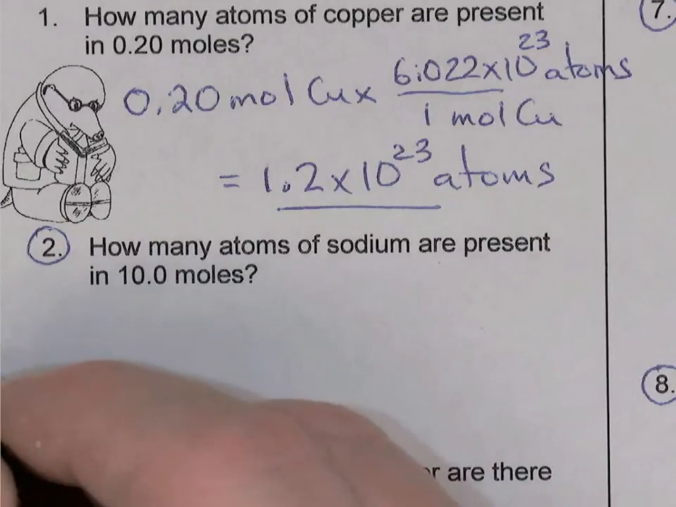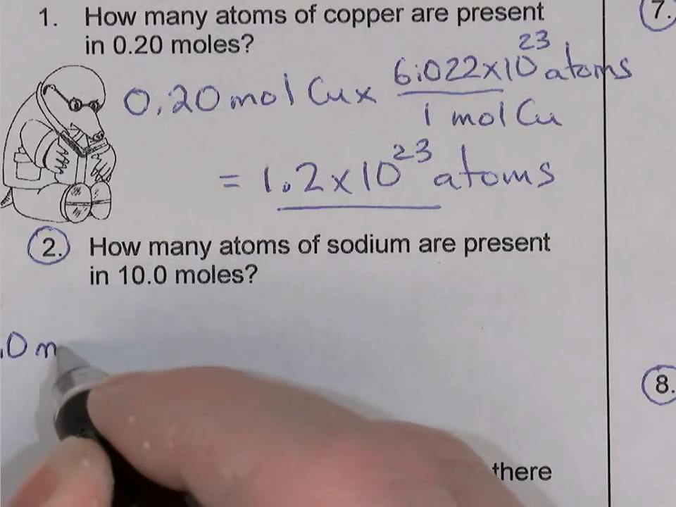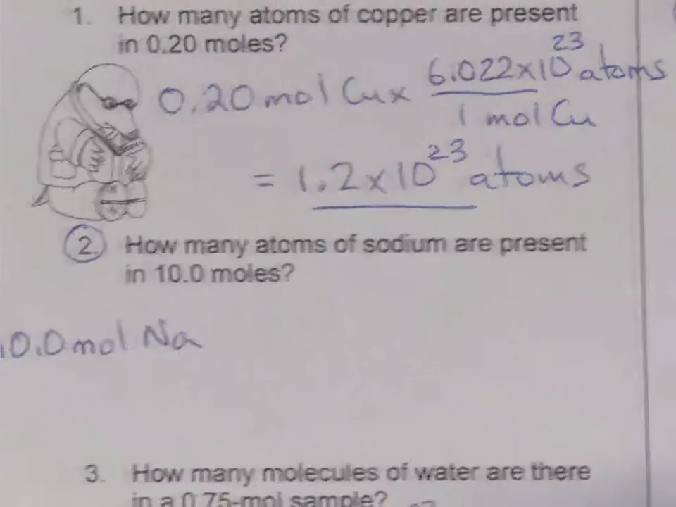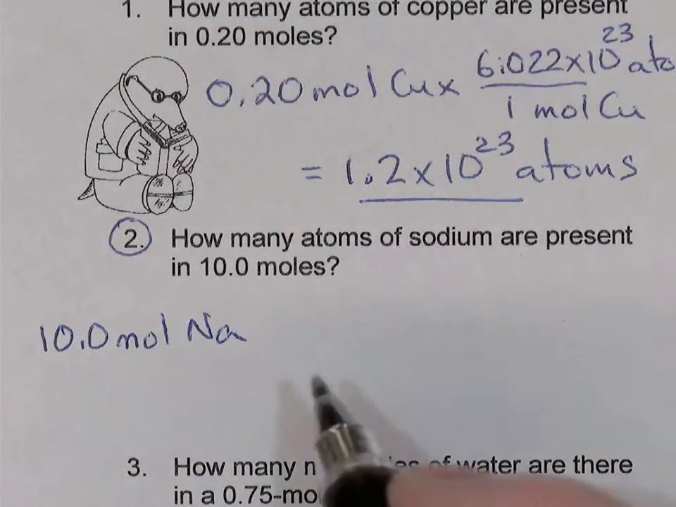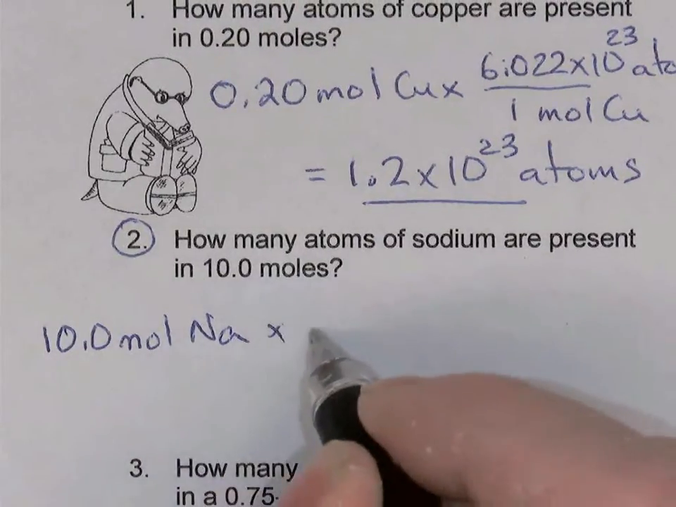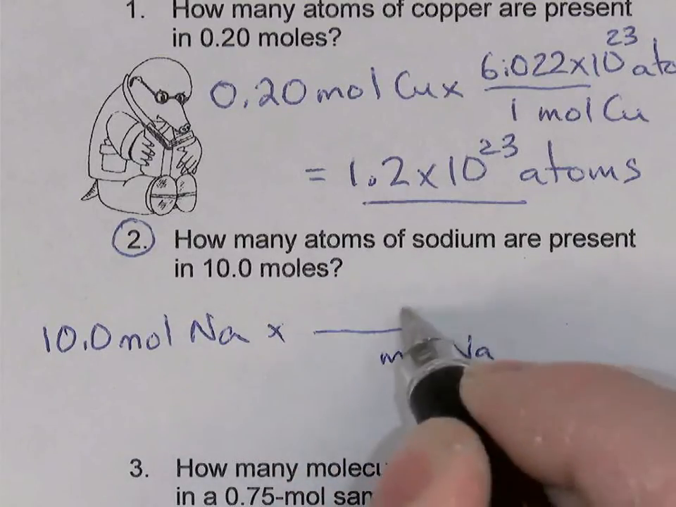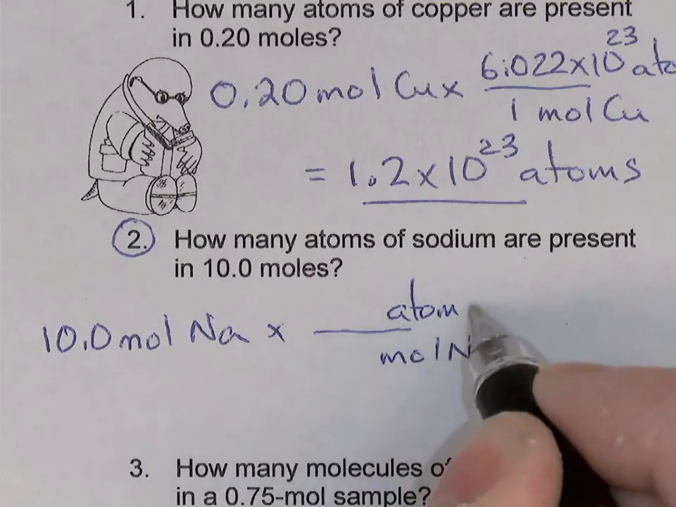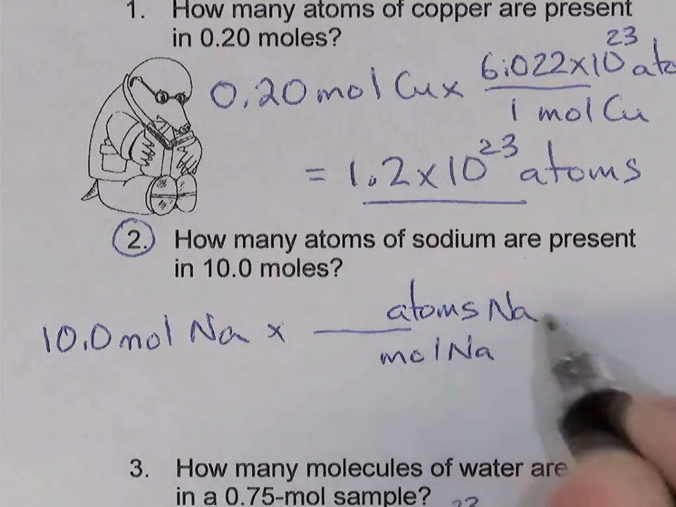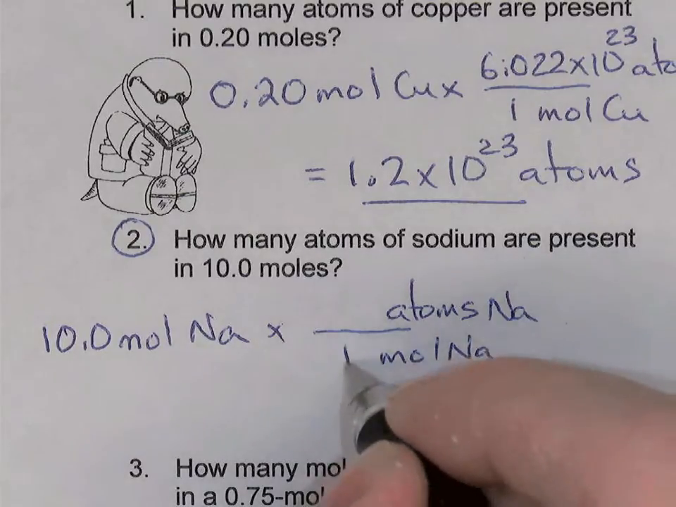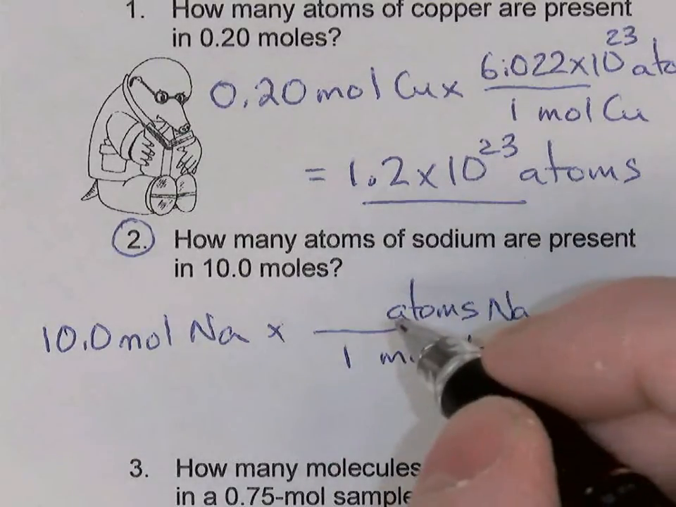So we have 10.0 moles of sodium. And the question is, how many atoms is that? So we'll get rid of our moles of sodium and we'll switch to atoms, remembering that sodium is an element that is atomic. It's made of atoms. Therefore, 1 mole of sodium will have Avogadro's number.